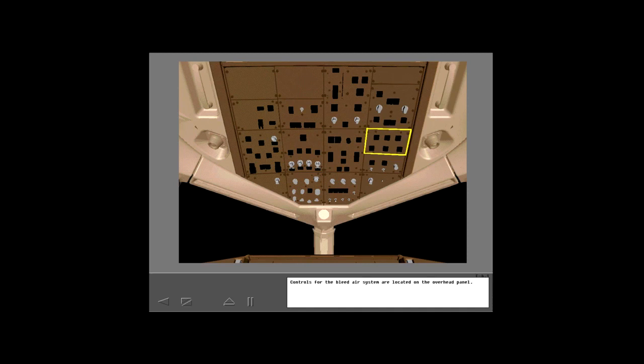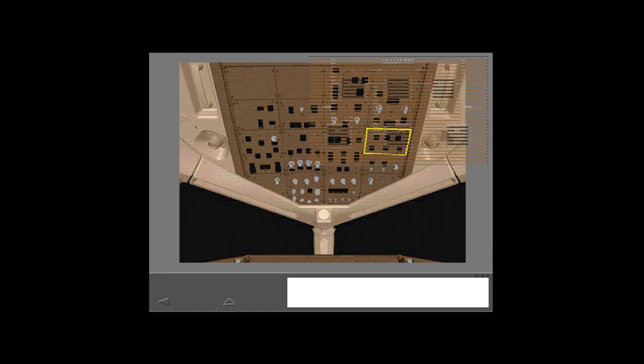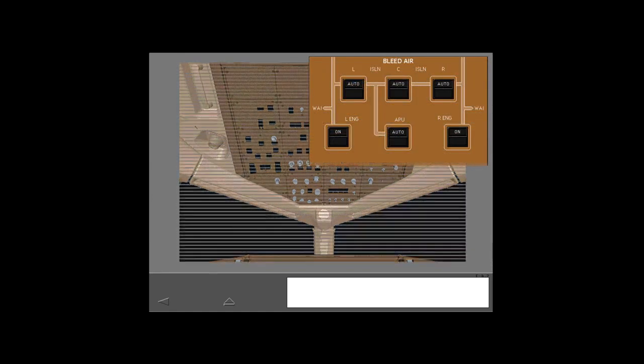Controls for the bleed air system are located on the overhead panel. These switches control bleed air isolation. These switches control engine bleed air, and this switch controls APU bleed air.